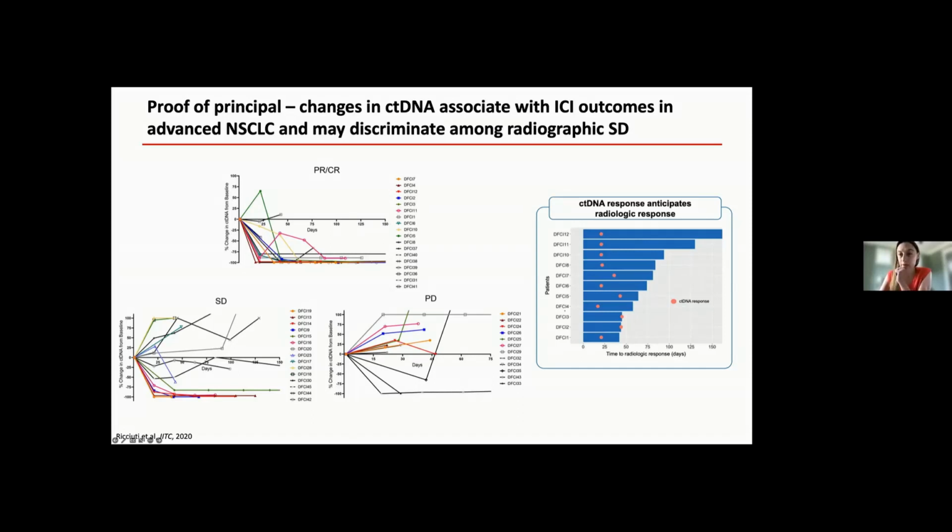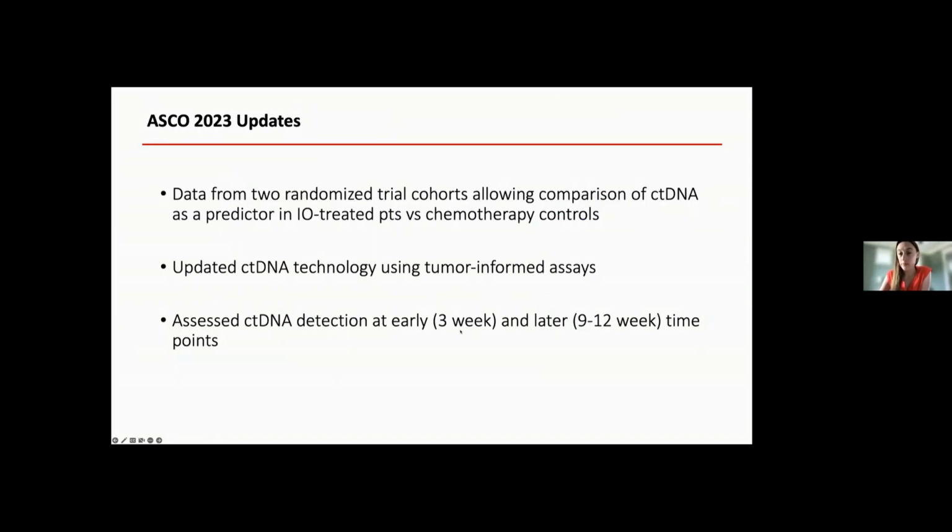So with this background in mind, I think this sets the stage for the idea that we can look at ctDNA on immunotherapy. And there are a couple of studies at ASCO and since that have built on this.